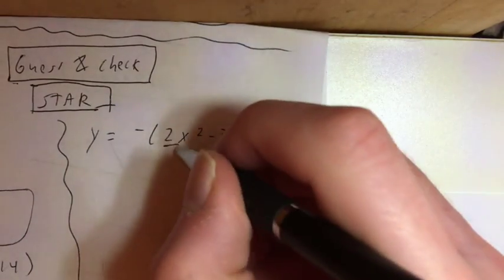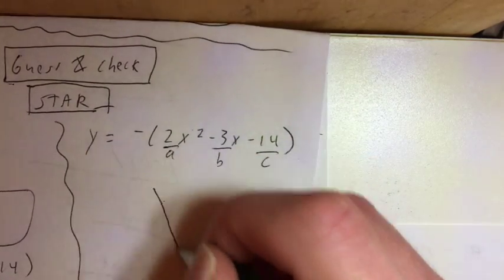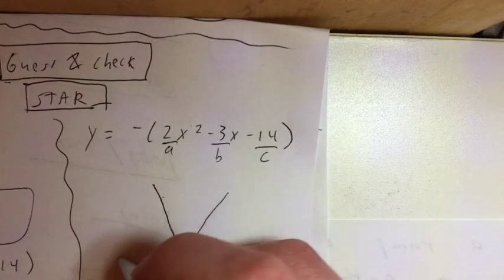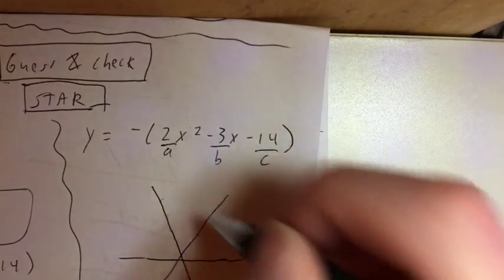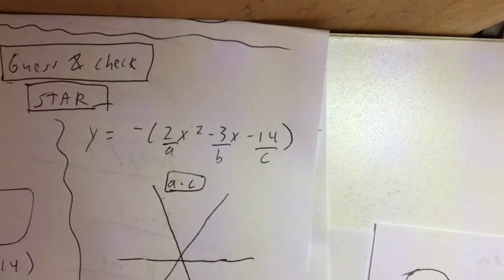And let's label our A, B, and C. A, B, C. All right, the way you do the star: make your star first of all, obviously. Up top is A times C. On the bottom is my B.